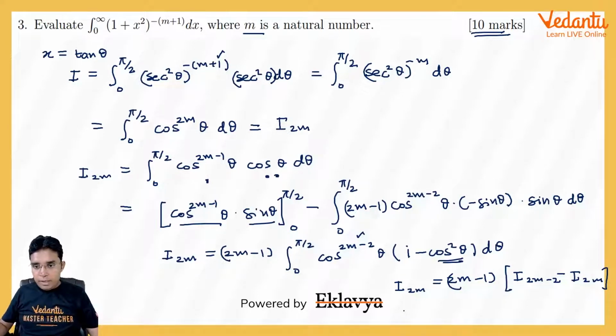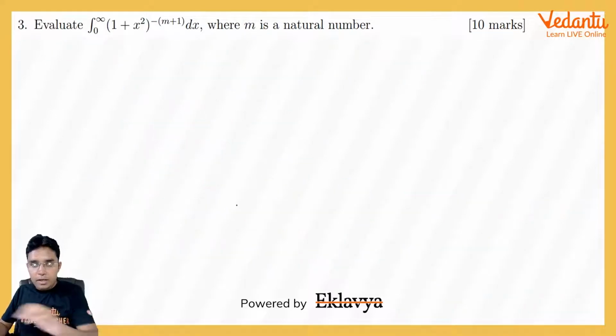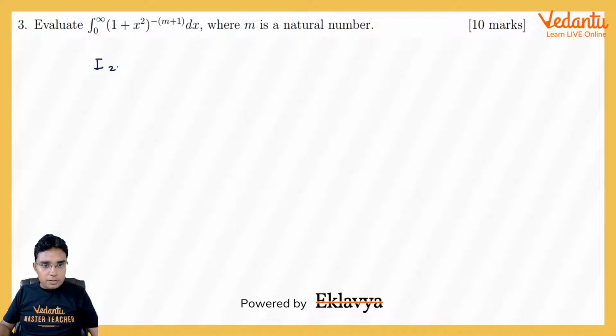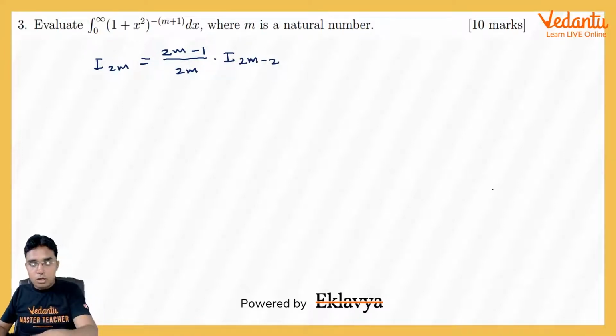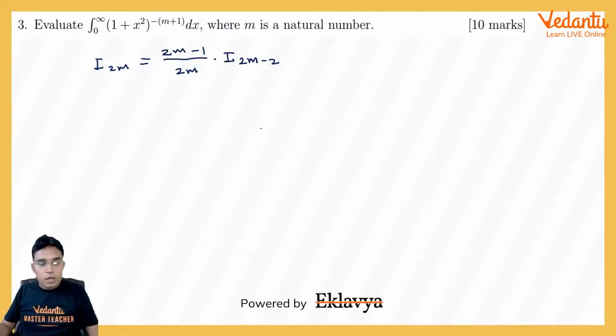So we will be getting I2m is equal to (2m minus 1) into I2m minus 2. So what we have obtained here is I2m is equal to (2m minus 1) upon 2m into I of 2m minus 2. It is not minus 1, it is, I think, minus 2. So here you can check in the suffix, this number keeps on remaining an even number only.